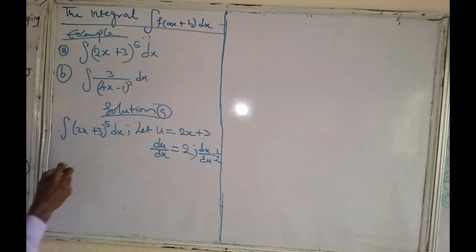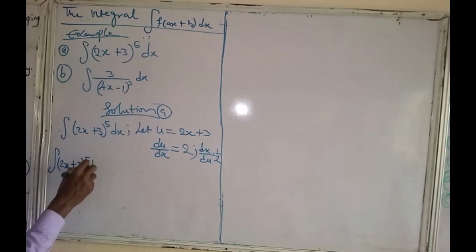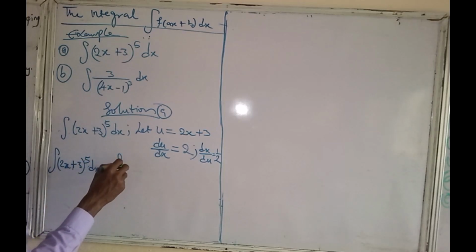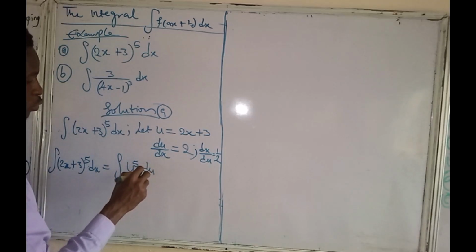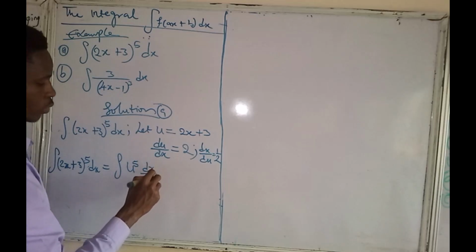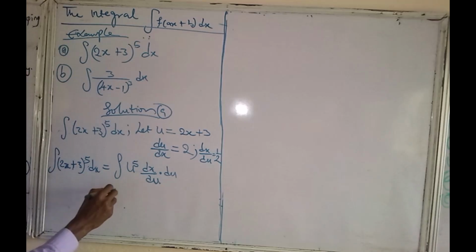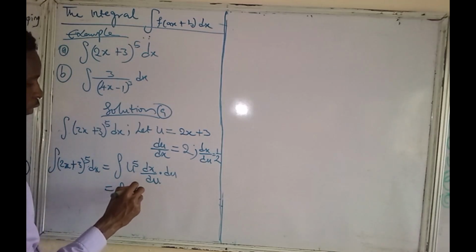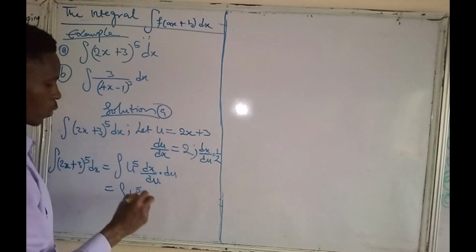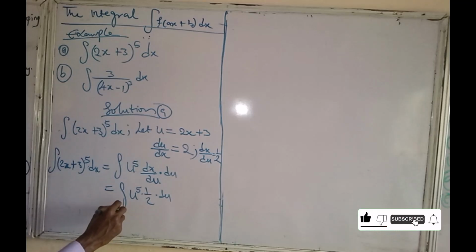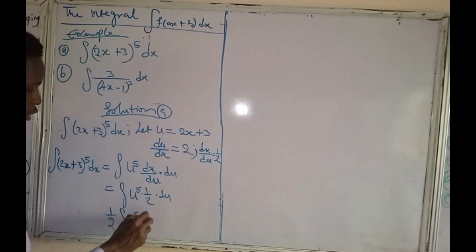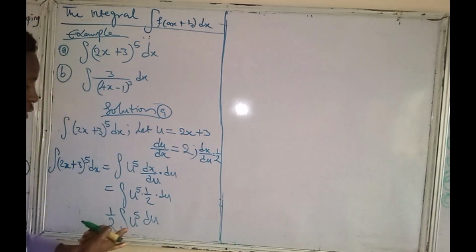But remember, this is now a function of u. So integral (2x plus 3) power 5 dx is now equal to integral u power 5, the whole of this is u, power 5 dx/du. So this will give us integral u power 5, and dx/du is 1 over 2. So this is 1 over 2 du. So we are shifting 1 over 2 out to give us 1 over 2 integral u power 5 du. So it's now a function of u, so we integrate with respect to u.